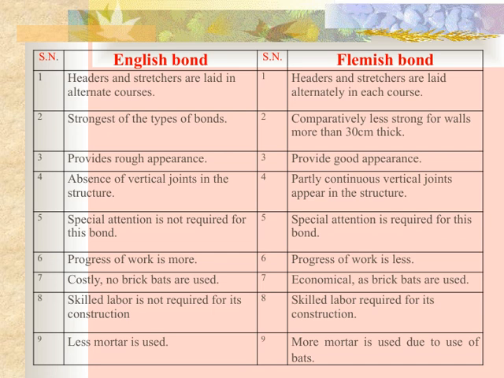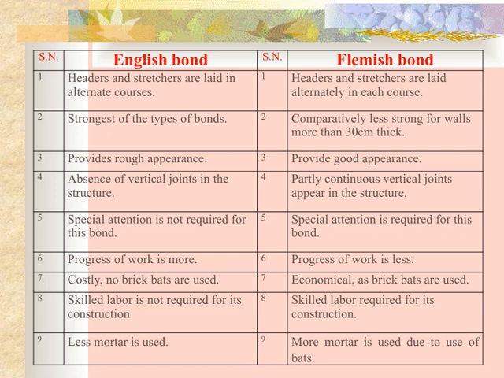Now, shifting to Flemish bond, the headers and stretchers are laid alternately in each course, meaning each row alternates the pattern. This bond is considered to provide a good appearance, especially for aesthetic purposes. However, it is comparatively less strong for walls thicker than 30 centimeters, which is an important consideration depending on the building requirements. In terms of structure, partly continuous vertical joints can appear, which might affect the overall strength. Unlike the English bond, this one requires more attention during construction because precise alignment is necessary.